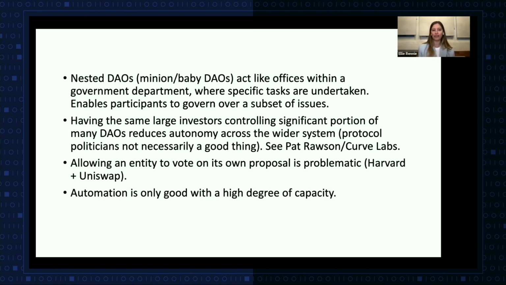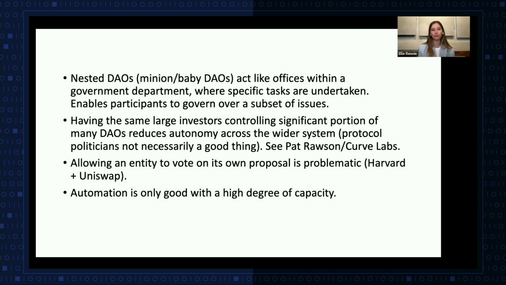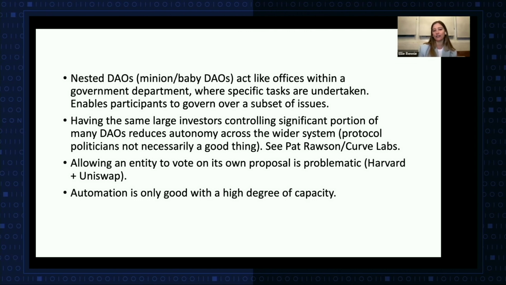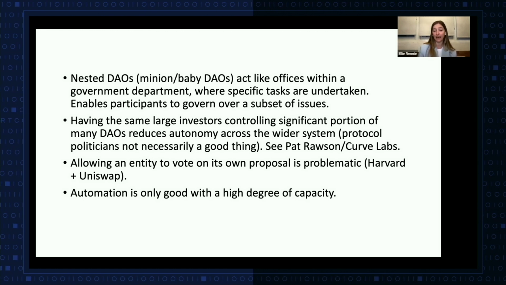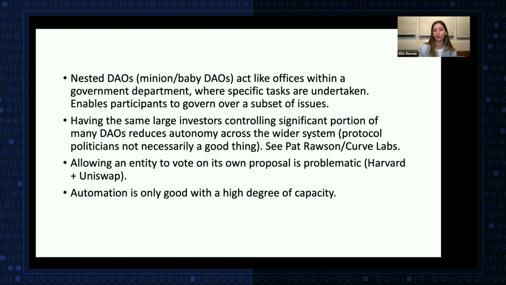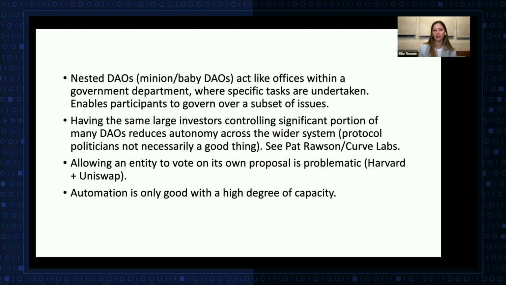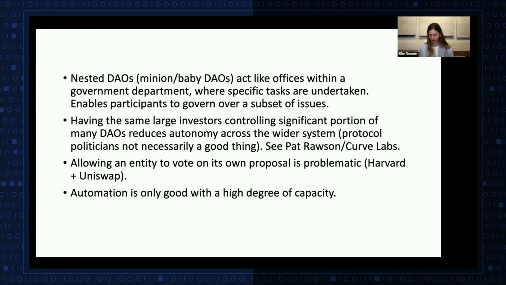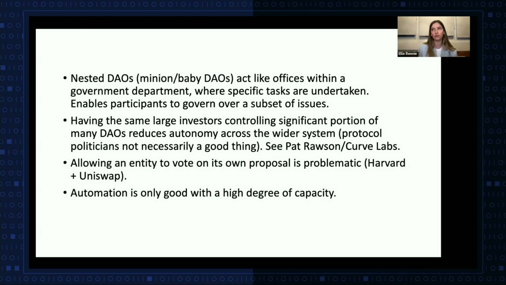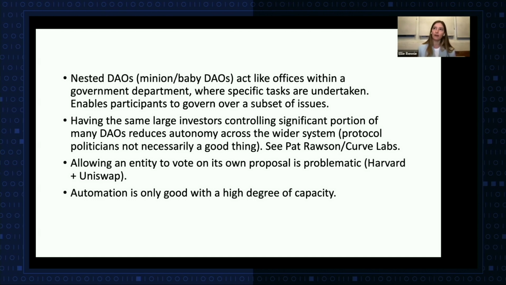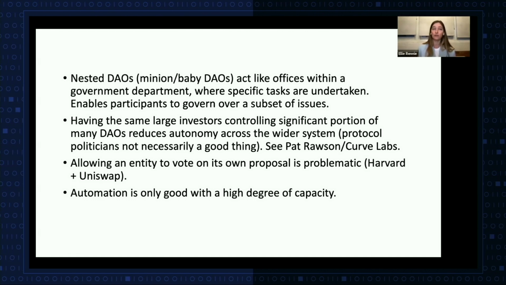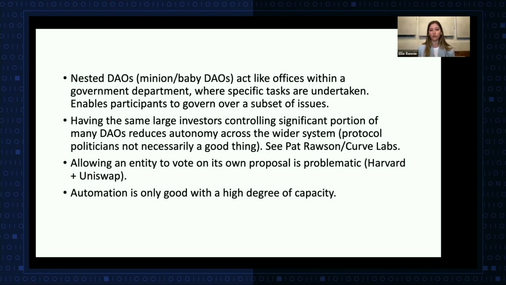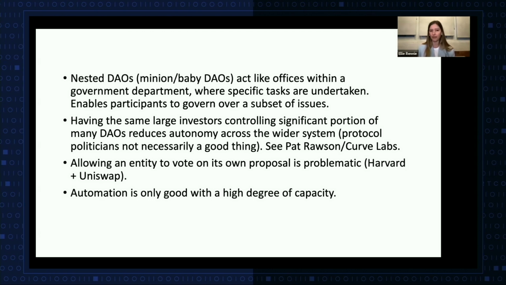As I mentioned before, allowing an entity to vote on its own proposal can be problematic. And I think the way that we think of DAOs and autonomy comes into this. So, of course, automation is only good with a high degree of capacity, and we need to consider where we're automating particular processes and functions and services, the extent to which the tasks that are being carried out are suitable for that.